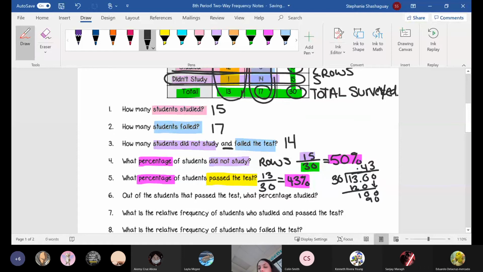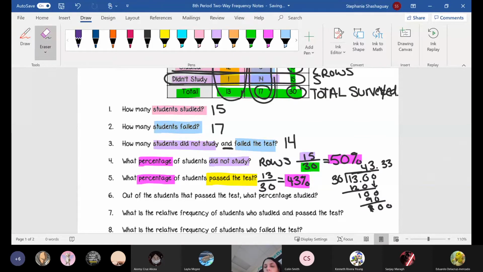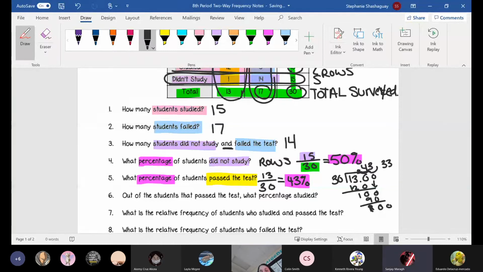So it would keep going because 3 times 30 is 90. You subtract and you're going to get 10. And then you're going to add 100. So it's going to keep going over and over again. So it would be 0.433, but then I changed it to a percent. So I just moved the decimal, multiplied it by 100. So it was 0.43, and then the 3 would keep going. Okay, that makes sense. Or you can just use a calculator.